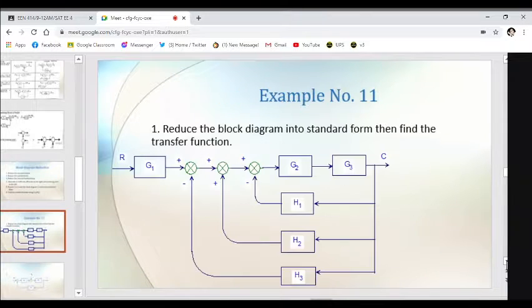Okay? So, let's have some example. Ayan. So, you have here a complex block diagram. Ayan. So, tanggalin natin itong papel.